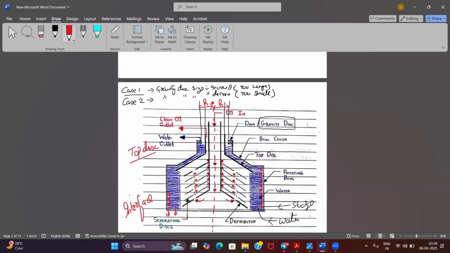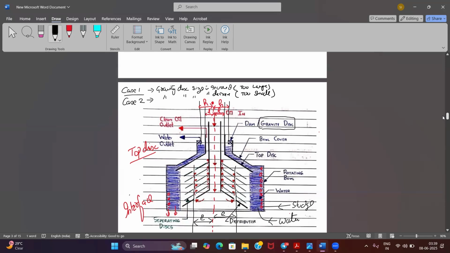Then the distance from the oil outlet to the center line is known as L. And finally, the distance from the center of these holes in your discs to the center line of the purifier is known as E. This is known as E.